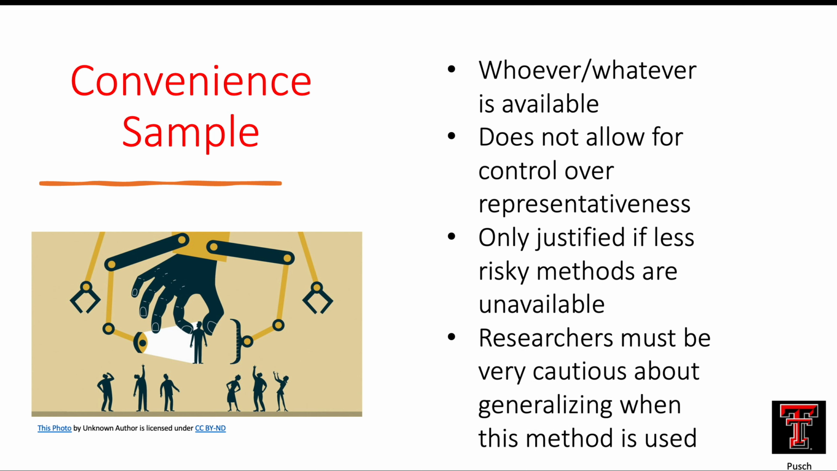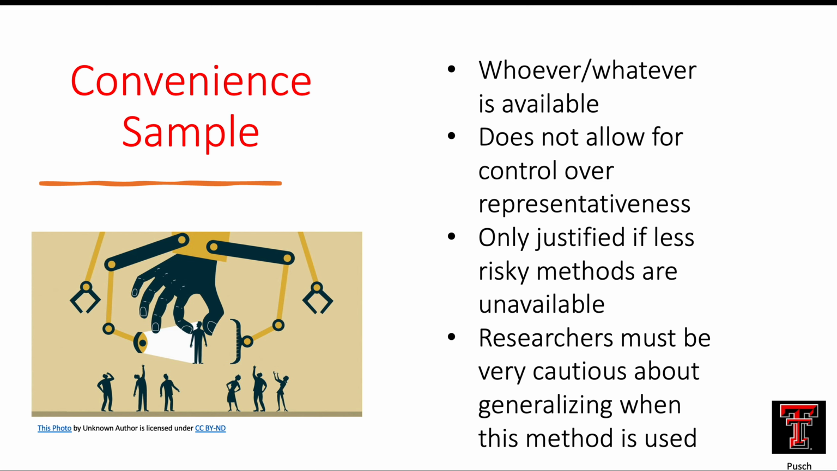Okay, your most basic sample is your convenience sample. This is basically anyone or whatever is available. It doesn't allow for control over representativeness. So you can't say from a convenience sample that your results from your study generalize to a larger population. It's really only justified if less risky methods are unavailable, and researchers must be very cautious about generalizing when this method is used. So again, this is simply asking who is available to be part of your study, but a lot of times maybe it's a little bit biased.